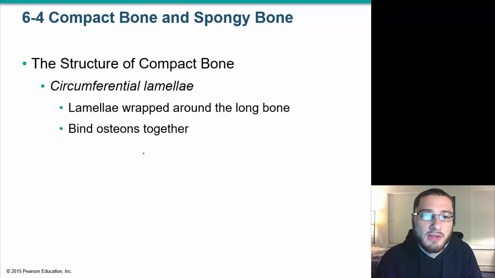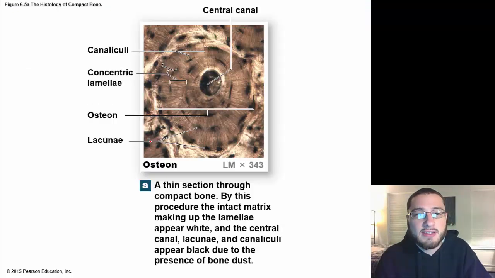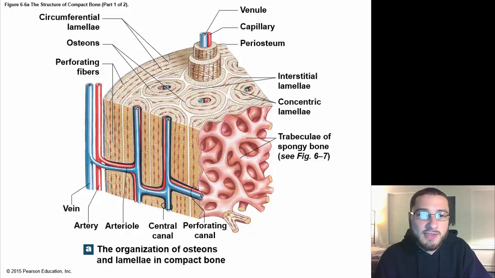Circumferential lamellae are wrapped around the long bone, and they bind osteons together. This right here shows you a cross section of bone that has these concentric circles, these osteons. So this right here is an osteon. This is an osteon, and you have lamellae within them, and then you have this central canal, which contains blood vessels.